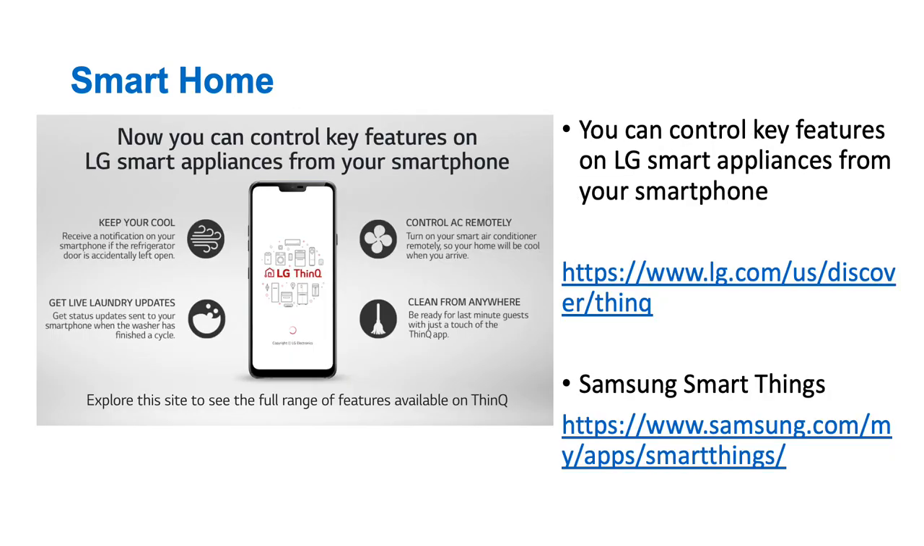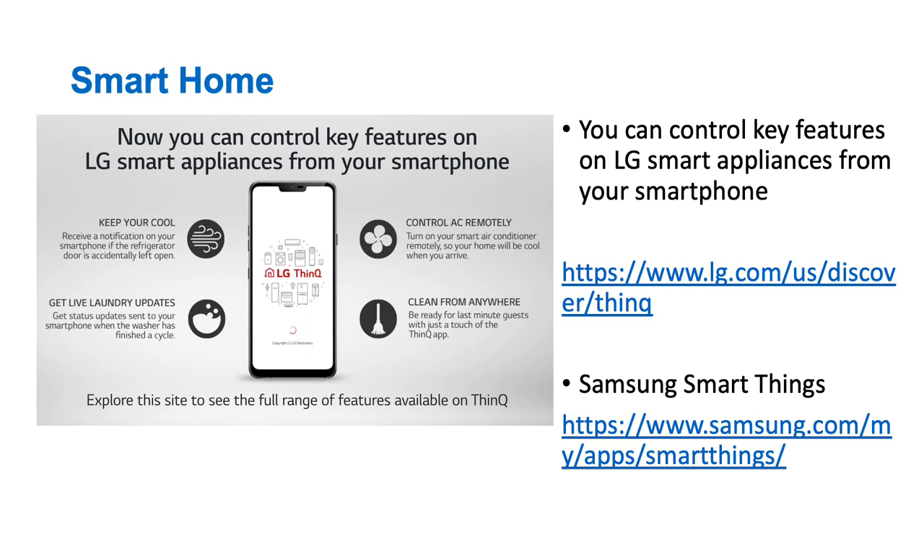An example of smart home is by using LG smart appliances. You can control key features on LG smart appliances from your smartphone. For example, you will receive a notification on your smartphone if the refrigerator door is accidentally left open. Or you can turn on your smart air conditioner remotely so your home will be cool when you arrive. You can also get status updates sent to your smartphone when the washer has finished a cycle. These are some of the examples of LG smart appliances that you can control from your smartphone.